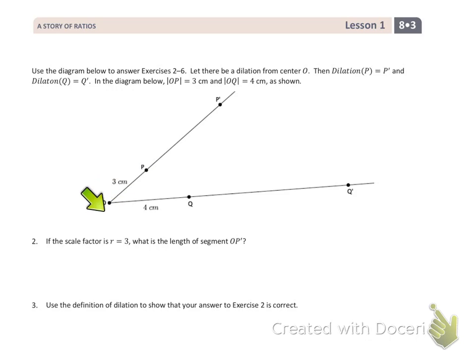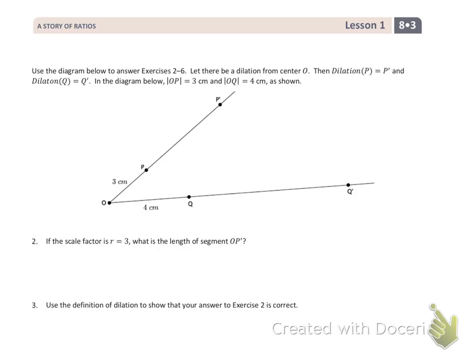So here's our dilation, and the rays have been drawn for us, because remember that the image of a dilated point is going to be on a ray coming out from the center of dilation through the original point. Okay, so if the scale factor is 3, what is the length of segment OP prime? So that would be this length here. And use the definition of dilation to show that your answer to exercise 2 is correct. Okay, so go ahead and do number 2, and then we'll check it, and then I'll show you what you should write for number 3 to use the definition of dilation. Okay.